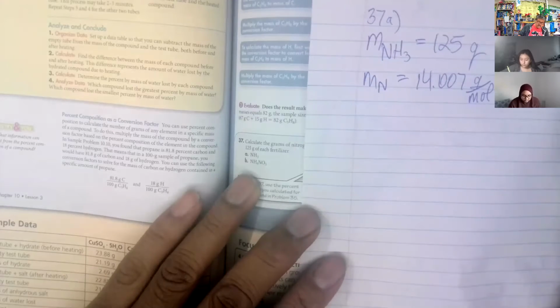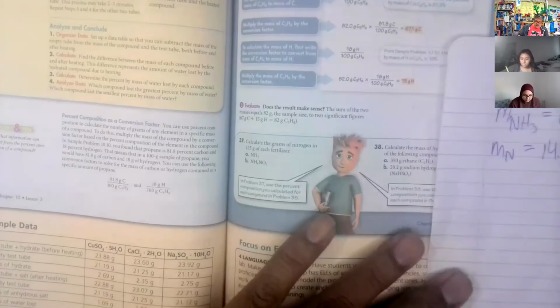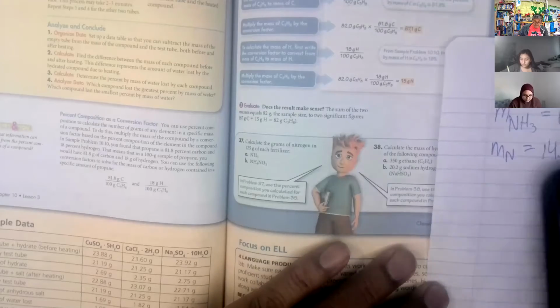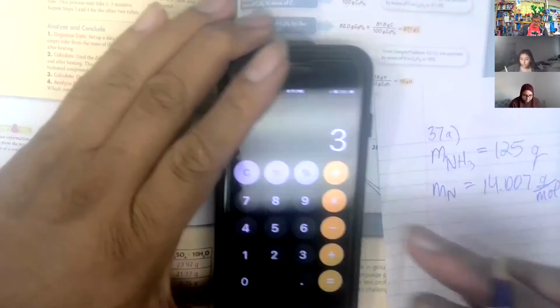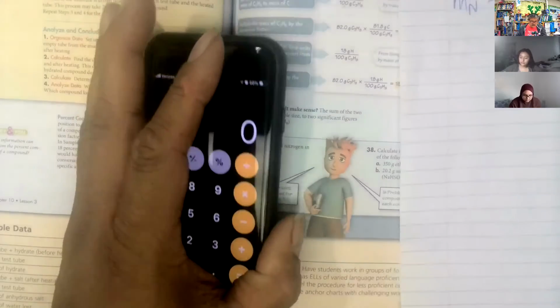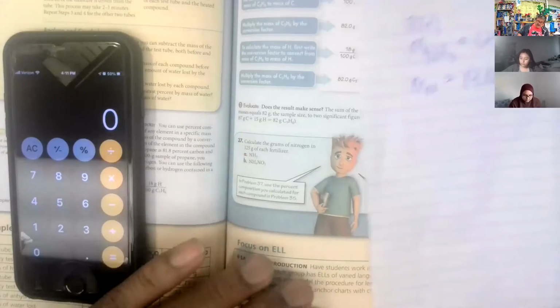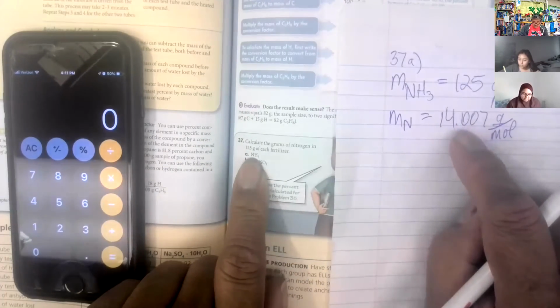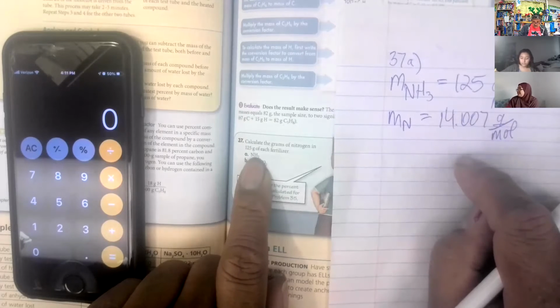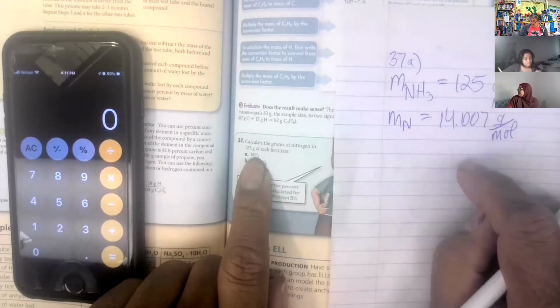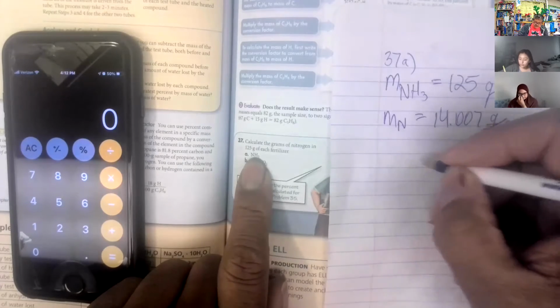Okay, so calculate the grams of nitrogen in 125. What did I just do? 37A. I think I got 125. What else do we have? Are there other numbers that we have? Oh, I see. You know what? That's how much we have. But I forgot to do 14 plus 3, which is what? What's 14 plus 3? Brain fart, 17 grams.